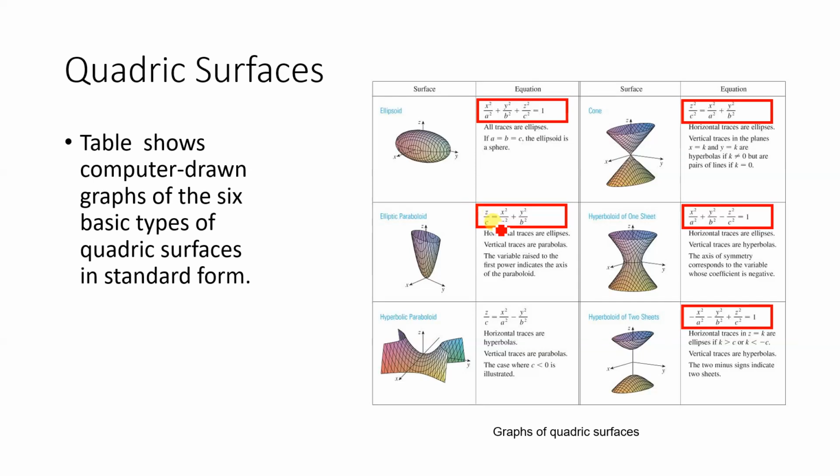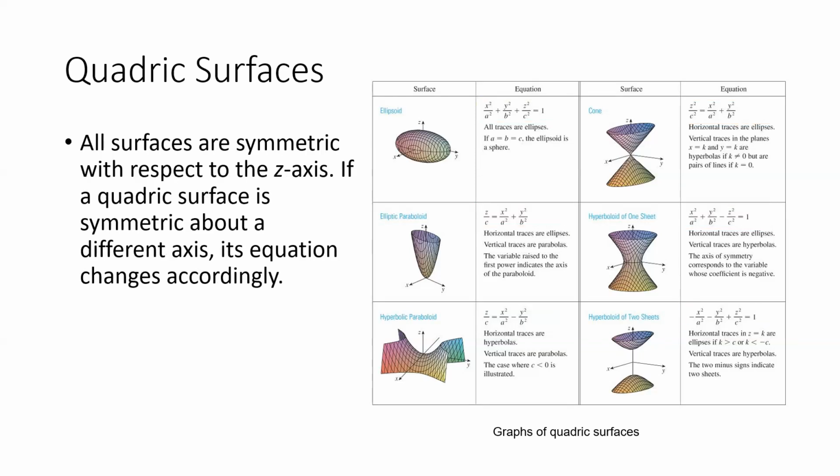And if we have two square terms and one non-squared, that is a linear term, z over c is equal to x square over a square plus y square over b square, then this is an elliptic paraboloid. And if in this form of equation we have one positive sign and one negative sign of square terms, then this is a hyperbolic paraboloid. All these surfaces have the z axis as the axis of symmetry, so we can identify the surfaces with different axes of symmetry as well, as we have already discussed in previous slides.